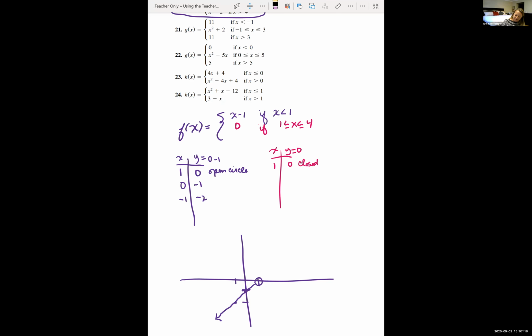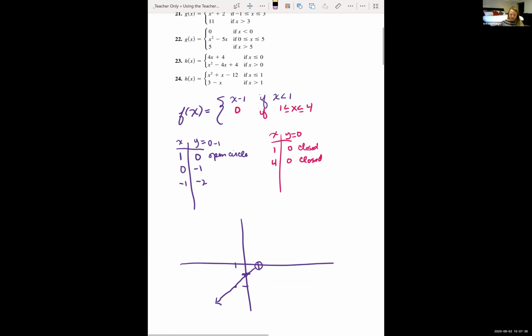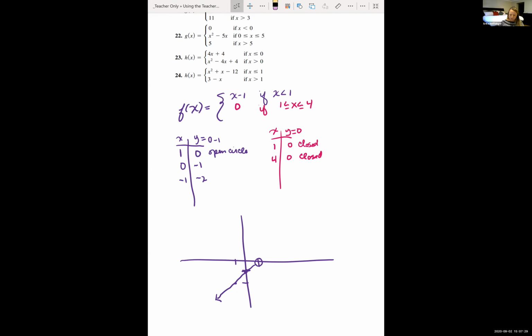And then, again, I said it was a horizontal line, so let's just see what's happening at 4. 4 has the equal to part too, so that's closed. Okay, so let's graph the equation y equals 0 between x equals 1 and 4. So y equals 0, that's basically the x-axis. And we only want it between 1 and 4. We have a horizontal line, solid points at the endpoints of those inequalities.